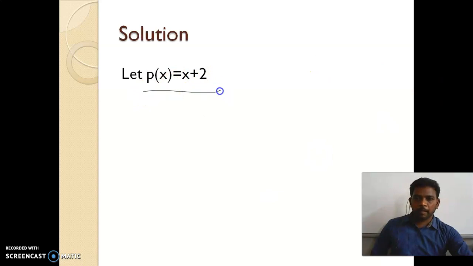So let p of x equal to x plus 2. Now we are going to check whether plus 2 and minus 2 are the zeros of p of x equal to x plus 2 or not. So we are going to replace x with minus 2 first. So p of minus 2: instead of x put minus 2, so p of minus 2 equals minus 2 plus 2. These two cancel each other. The answer is 0. So what is the conclusion here? The value is 0. Therefore minus 2 is the zero of the polynomial.